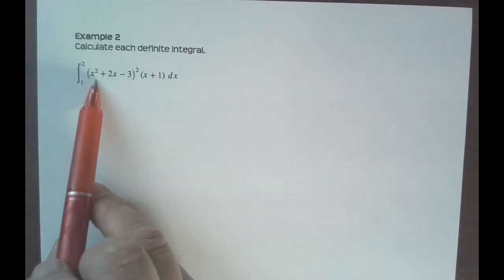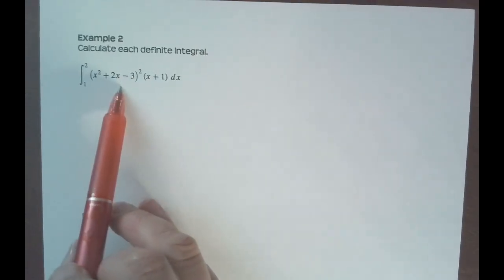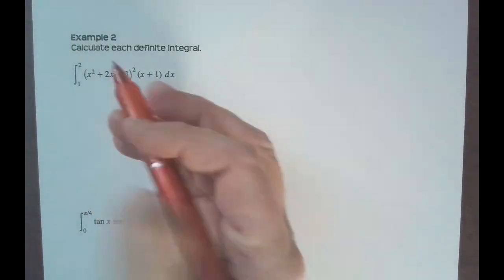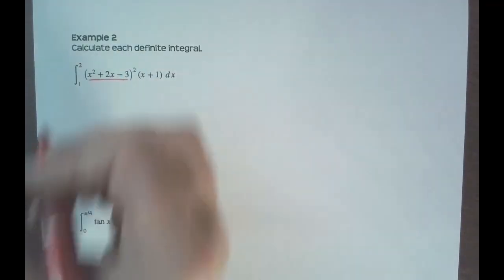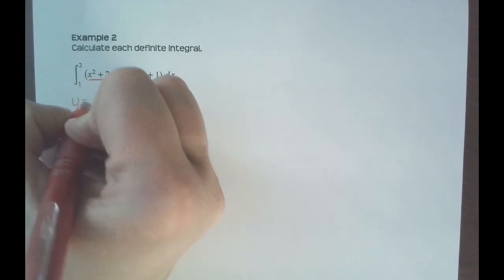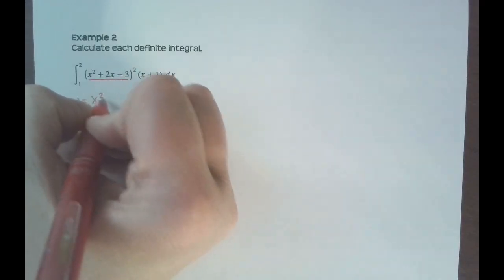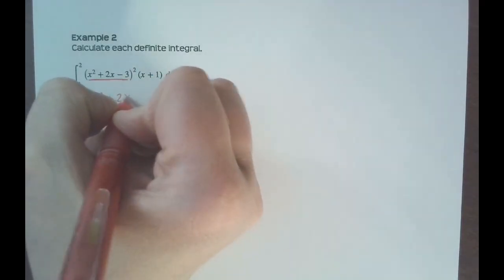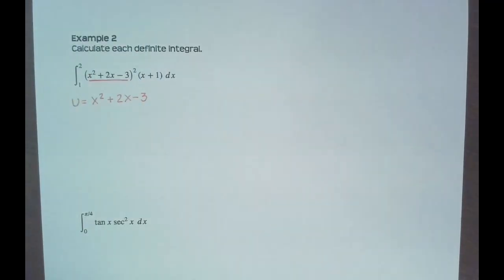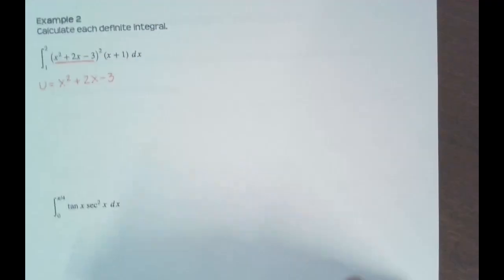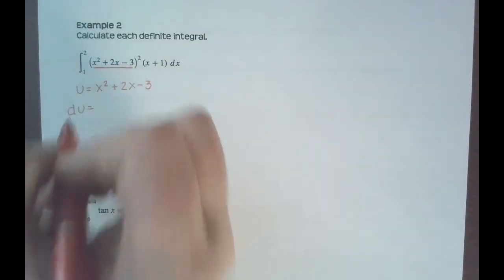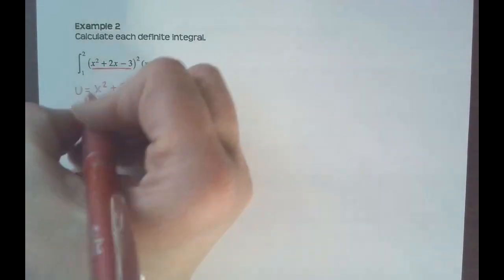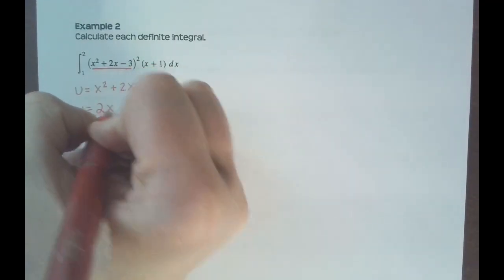So when you're looking at this problem, think about what your U should be. Remember, the advice I gave you yesterday was let's always look for the function inside another function. So that's this guy. So I'm going to say that U is equal to x squared plus 2x minus 3. Okay, that looks like a good candidate for U because it's inside of something else. Then we need a derivative of U. So du would be... let's see, 2x plus 2.